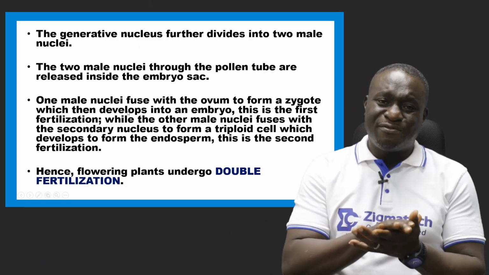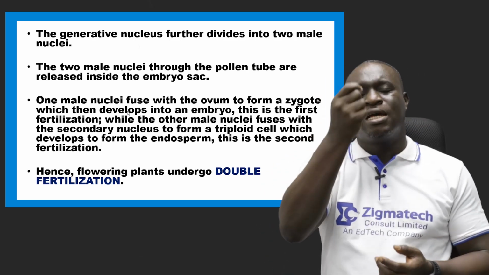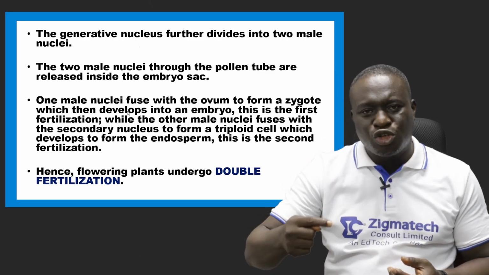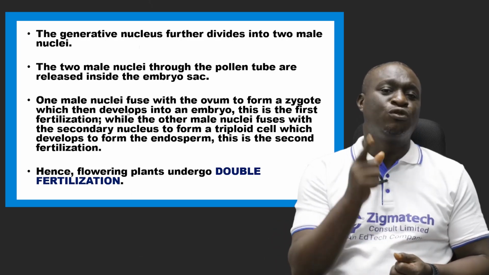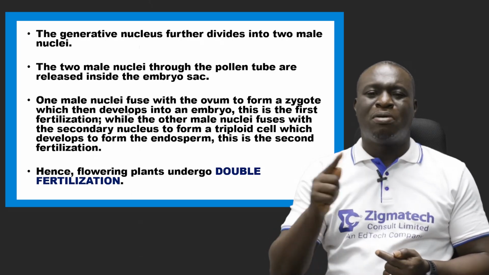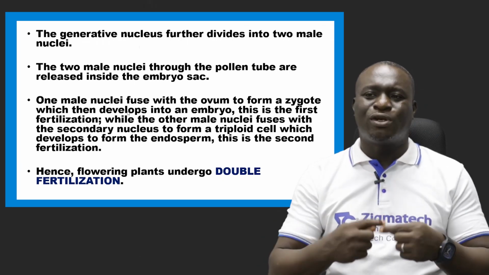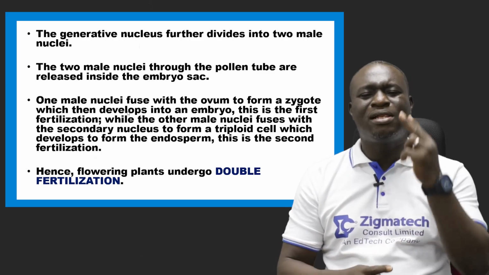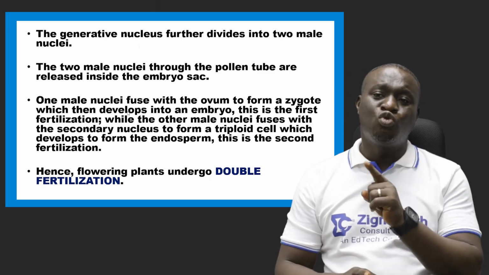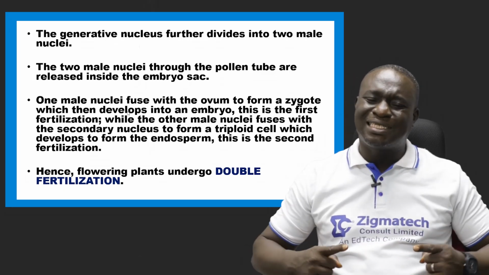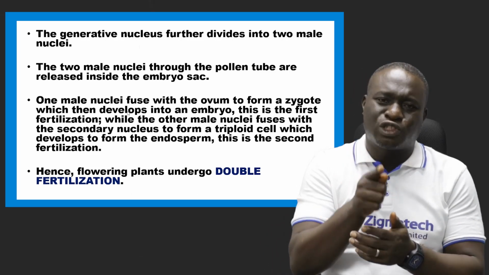Now, the generative nucleus also follows this pollen tube, continues through this tunnel or channel, and enters into the ovules. But before it gets to the ovules, the generative nucleus further divides into two male nuclei. These two male nuclei are the ones that enter into the ovule and inside the embryo sac.